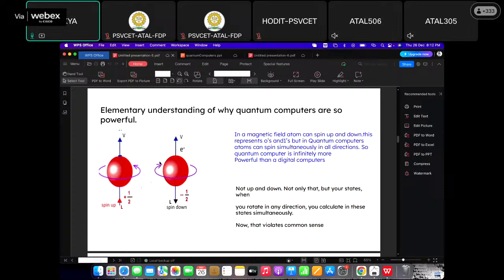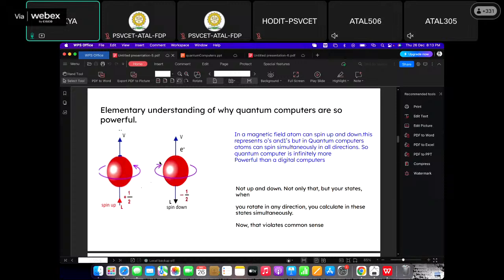But in quantum computers, atoms can spin simultaneously in all directions. Classical computers only check some possibilities, but a quantum computer can check all the directions simultaneously. So a quantum computer is infinitely more powerful than a digital computer. Not only up and down, but when you rotate in any direction, you calculate in those states simultaneously. That violates common sense also.